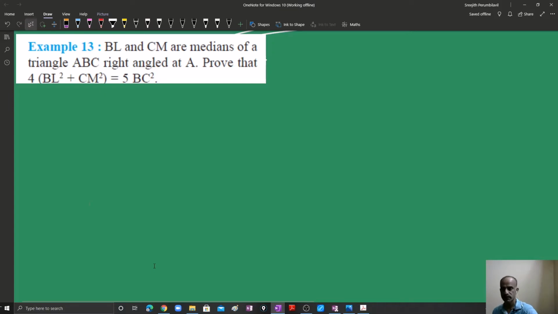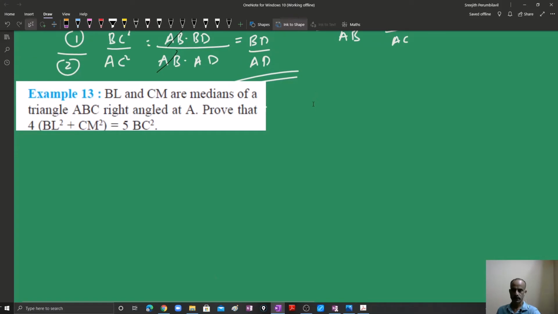BL and CM are medians of a triangle ABC right angled at A. Prove that 4 times BL square plus CM square is equal to 5 times BC square. So this is the question asked.